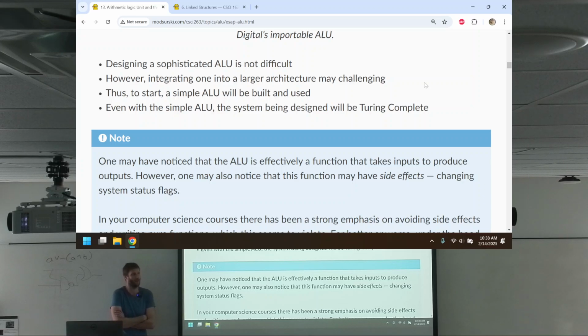Even with the simple ALU though, our computer will be Turing complete. And for those of you that don't know what it means, that's just a fancy way of saying it can run Doom, okay? It can do anything any other computer can do, although ours is going to be constrained by the fact that it's going to be 8-bit as opposed to 64-bit or something.